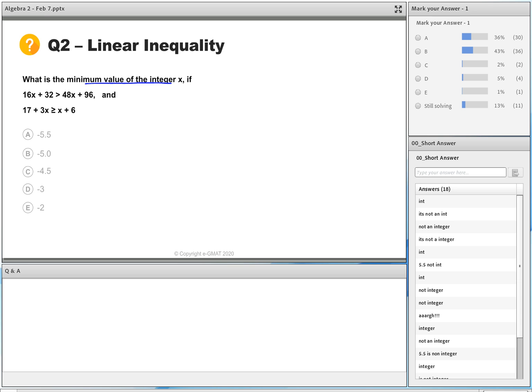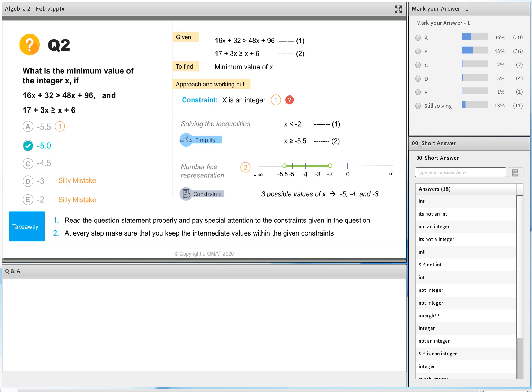Let's read the question more properly, right? So let's go to the solution. What do I need to do? I need to find the value of x. We already have seen this expression in the last question. I knew that the value of x would be less than -2 from the last question. From the second inequality, what do I have? I take the value to the left hand side.